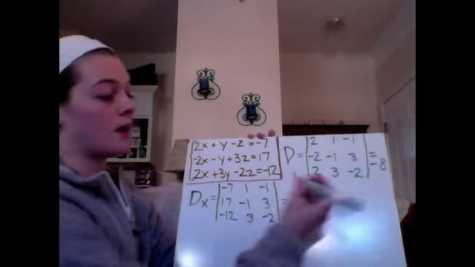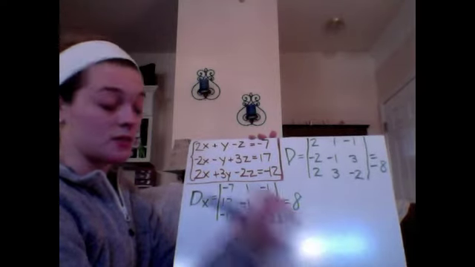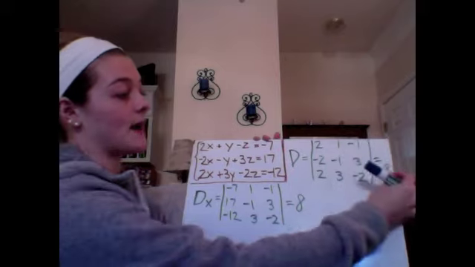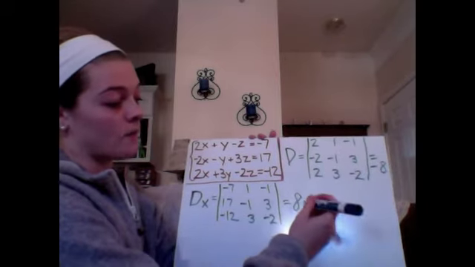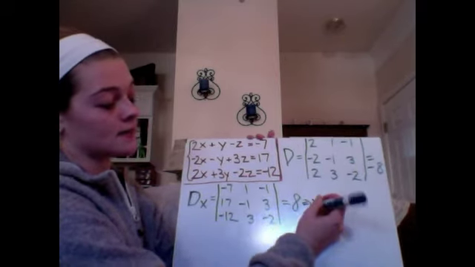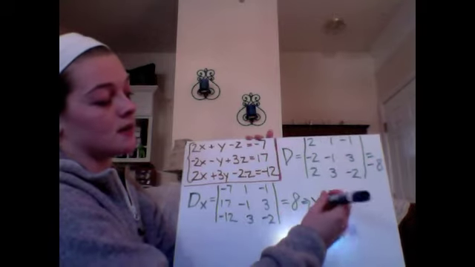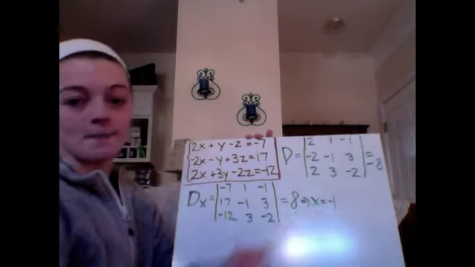All right, and if you recall, x is equal to dx divided by d. Therefore, x is equal to 8 divided by negative 8, so x is equal to negative 1.